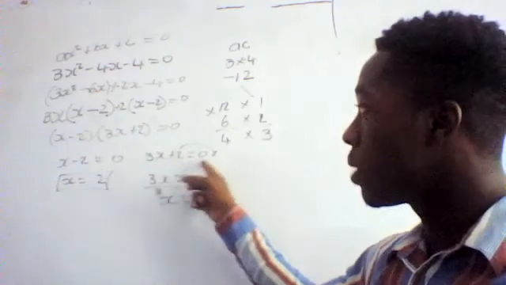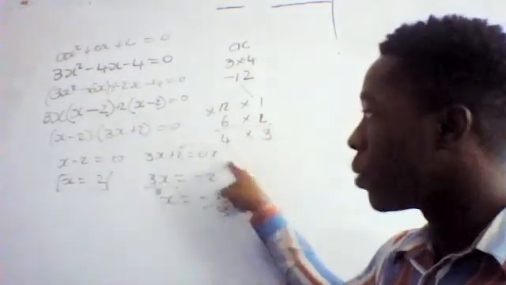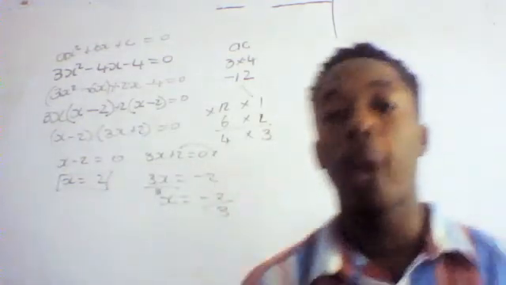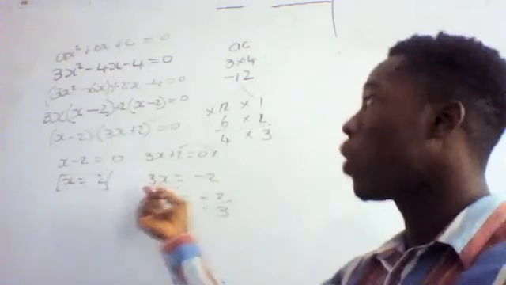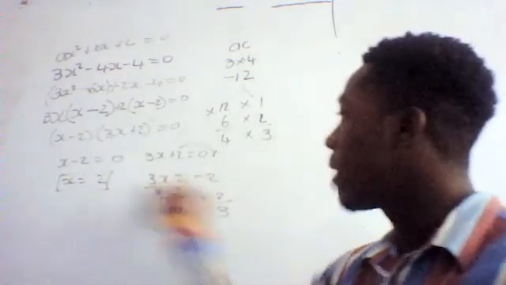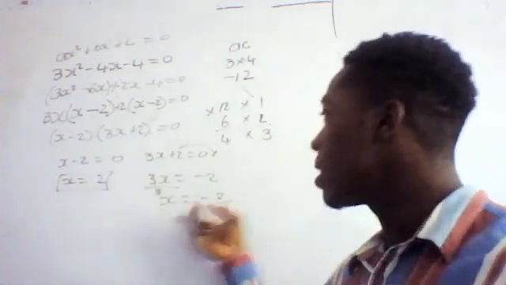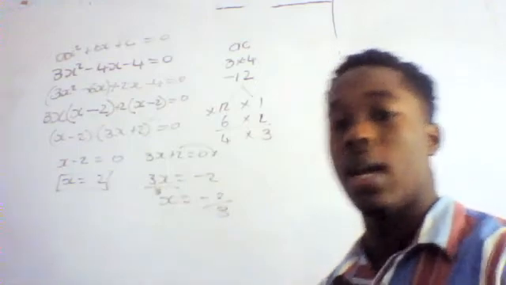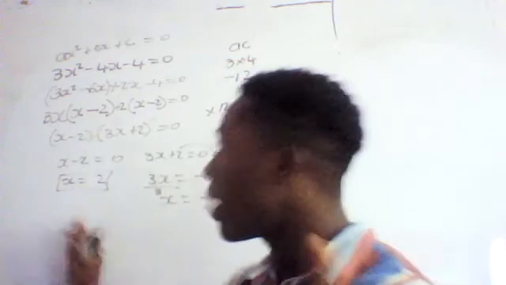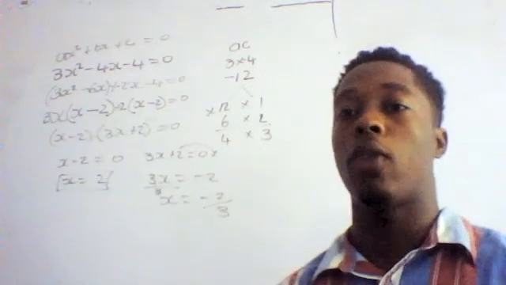Let's go to the next one. 3x plus 2 is equal to 0. We bring over the 2, it becomes -2. So therefore, 3x is equal to -2. And if we want to find x, all we need to do is divide by the coefficient of x. The coefficient of x is what? 3. So we divide both sides by 3. Hence, the result is x is equal to -2/3. And that's it. Pretty much simple. So your two values now for x are x is equal to 2 and x is equal to -2/3.